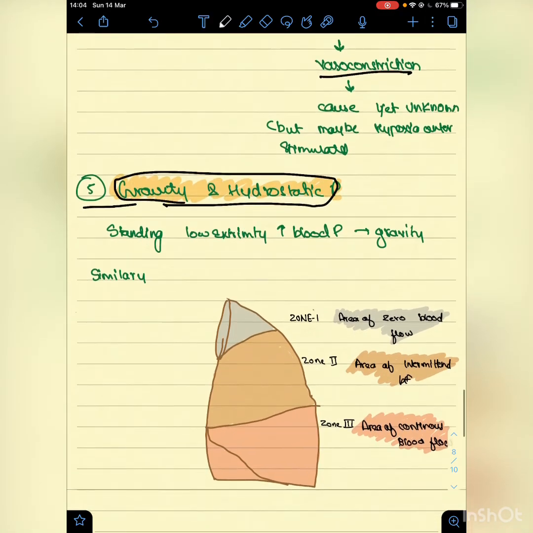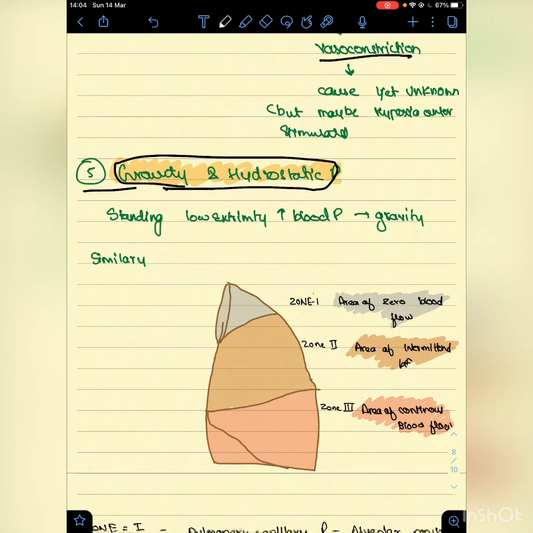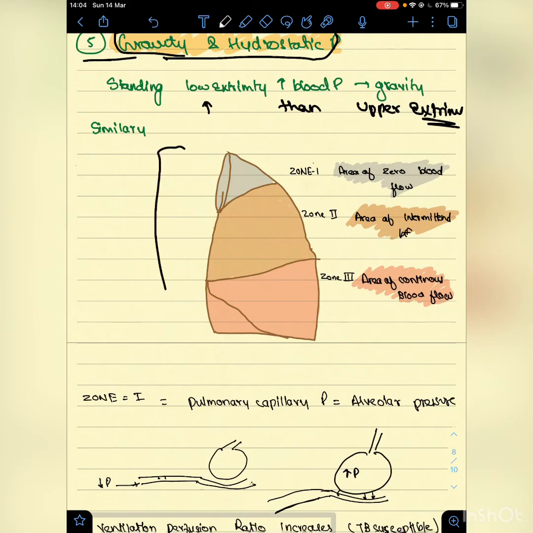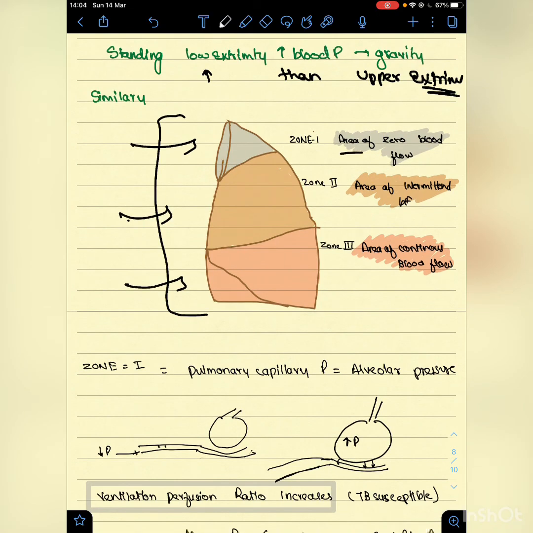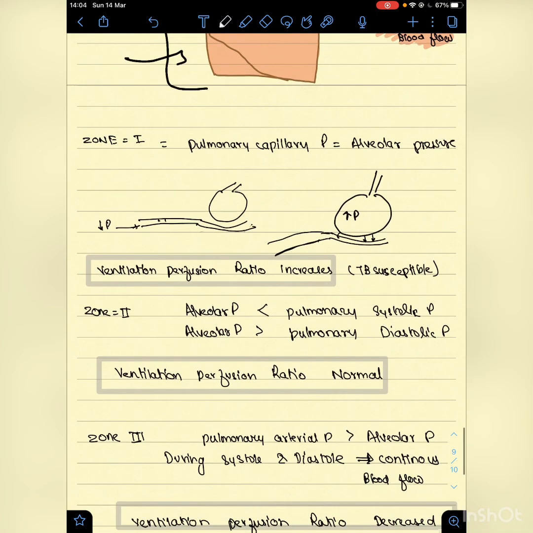Then I would like to discuss the pulmonary arterial pressure. The systolic is 25 mmHg and the diastolic is 8 to 10 mmHg, as I show you in the diagram. And here it is 7 mmHg, the pulmonary capillary pressure, which is where the gaseous exchange takes place.